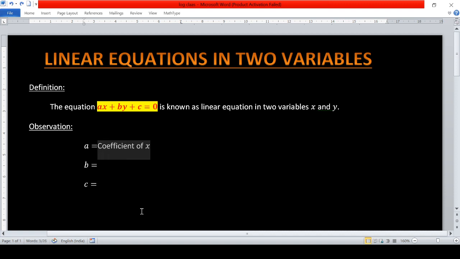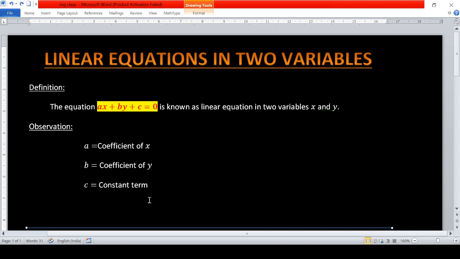a is called the coefficient of x. b is the coefficient of y. c is the constant term in the equation. So if I ask for the coefficient of x, you have to identify a. The coefficient of y is b, and the constant term is c. So that observation is very important.